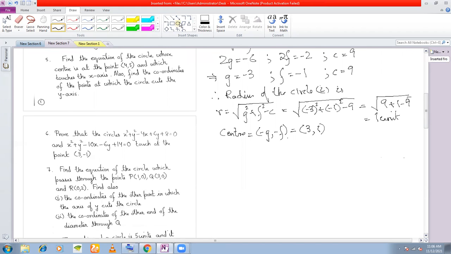Now if the straight line touches the x-axis, what happens? If you remember, I told you, what do you need to show? If this circle touches the x-axis, suppose, then what do you need to show? Center here, you know, is 3, 1. Right? So what should the radius be equal to? Radius should be equal to the y coordinate, right? 1 unit.